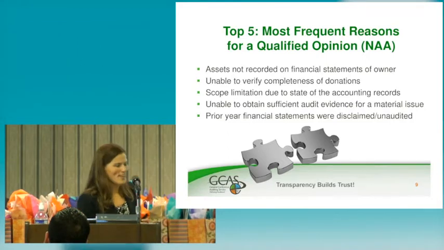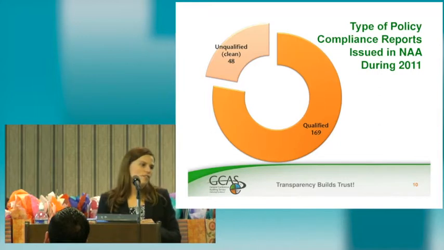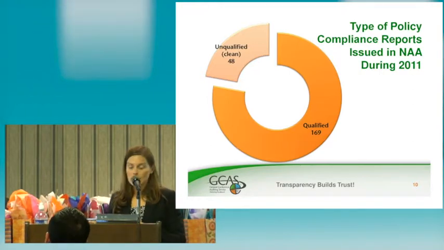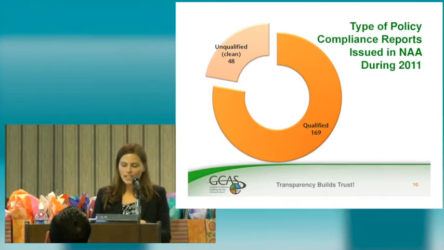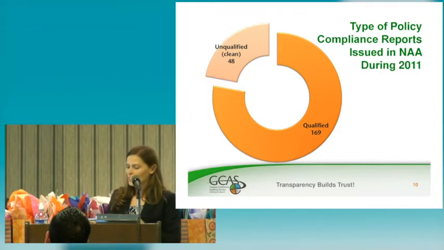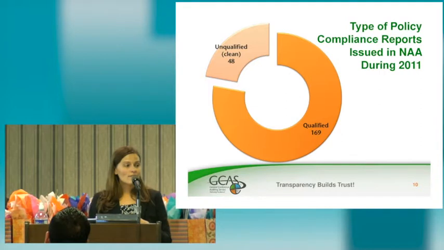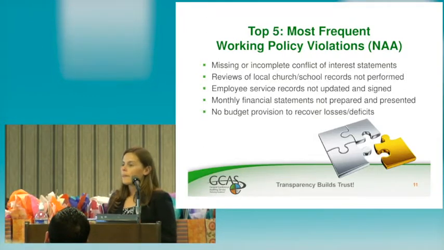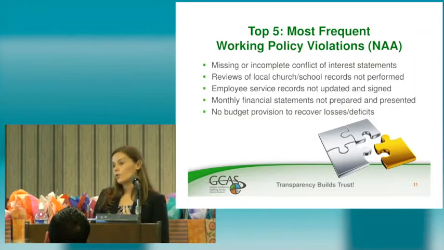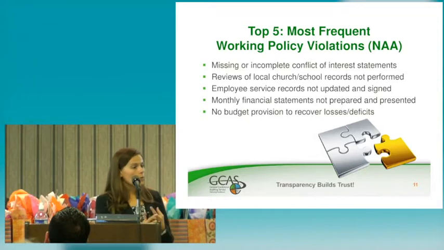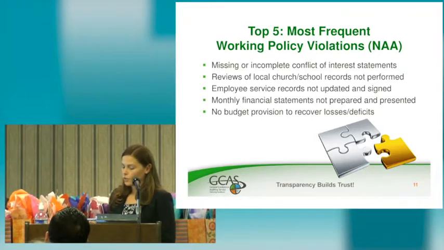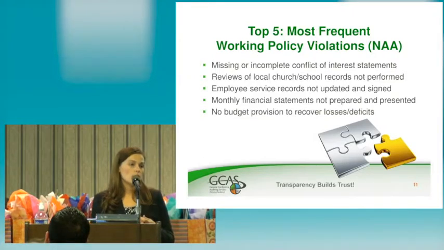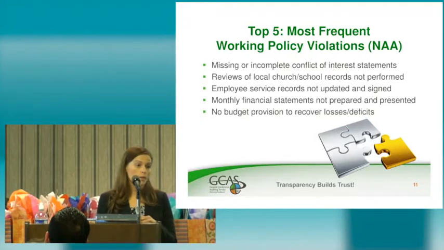Now let's talk about working policy, your favorite, I know. As you can see here, most of the policy reports issued across North America had some sort of policy citation for noncompliance. That would be at least one item. So it's very common, and we realize that there can be challenges with complying with the core policies. Now, these are the top 5 most frequent reasons for working policy violations. And those relate to missing conflict of interest statements, failure to comply with the policy on review of local churches and schools, possibly improperly updating or missing service records for your employees, non-compliance with the policy related to monthly financial statements, and then failure to budget for a loss recovery, and that applies when you have less than 100% of recommended working capital.